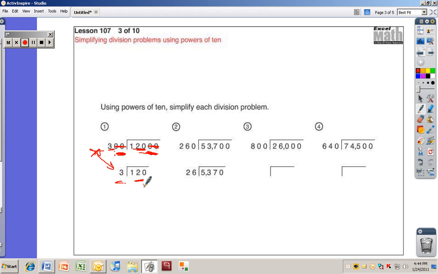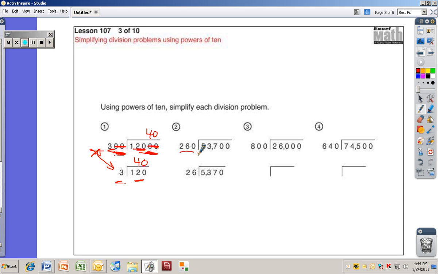Now how many times does 3 go into 12? 4. 3 goes into 0? 0, so the answer is 40. 300 goes into 12,000 40 times as well. Those are going to be the exact same thing because it's like equivalent fractions.